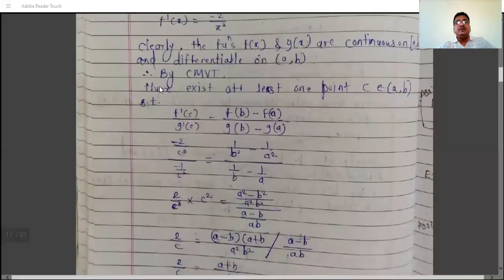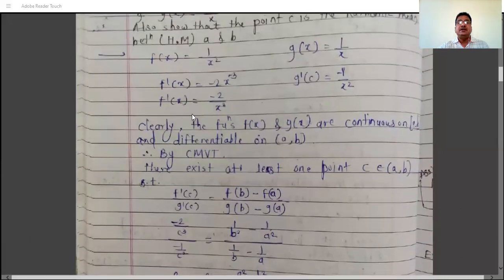Then by Cauchy's mean value theorem, there exists at least one point c belonging to the open interval (a, b) such that f'(c) divided by g'(c) is equal to f(b) minus f(a) divided by g(b) minus g(a). Now we have to solve this equation and find the value of c.